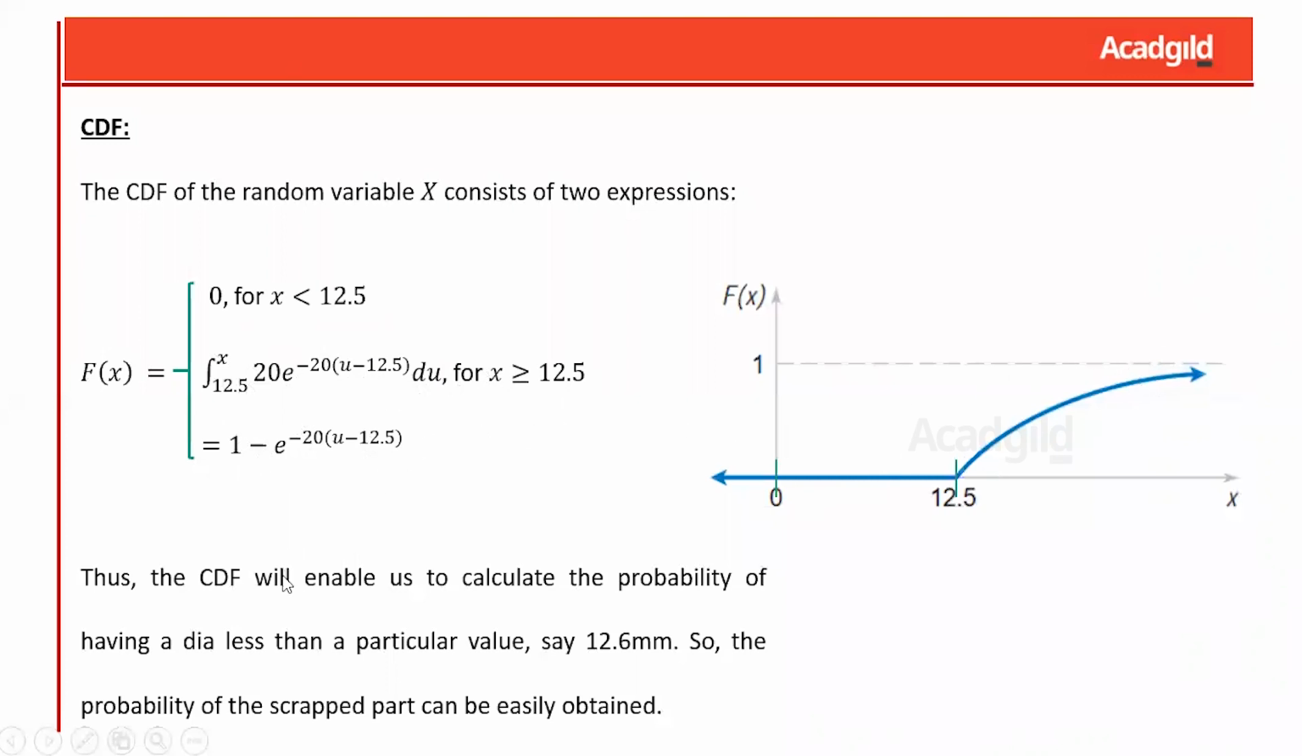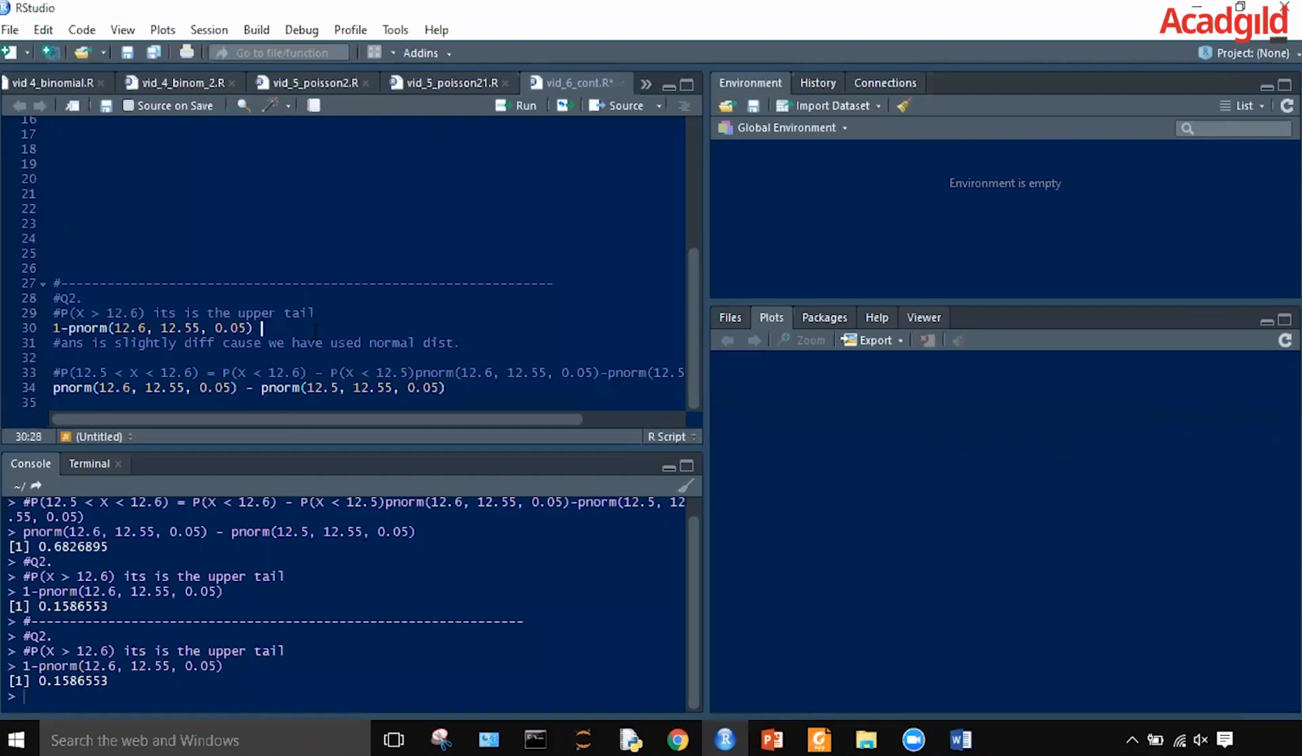Now thus the CDF will enable us to calculate the probability of a diameter being less than 12.6 mm. So the probability of the scrapped part can be easily obtained and understood. So here the first part of the question asked what is the probability of the diameter being greater than 12.6 mm. So basically it is indicating upper tail calculations. So that's why we will use here 1 minus pnorm, because pnorm means lower tail. So I have subtracted it from 1 because the total sum of probabilities has to be 1.